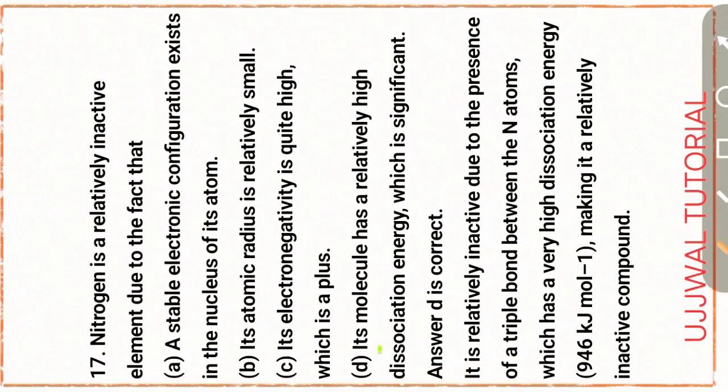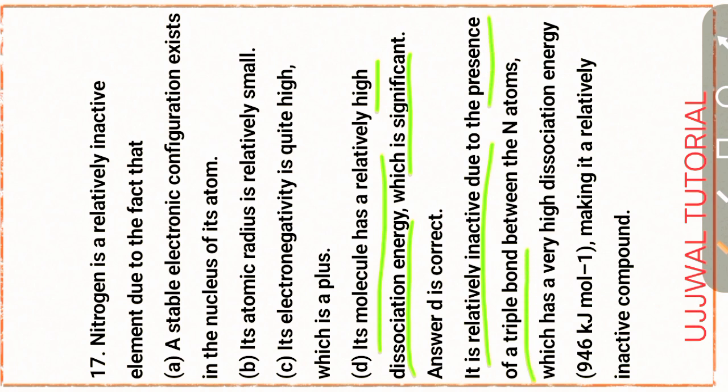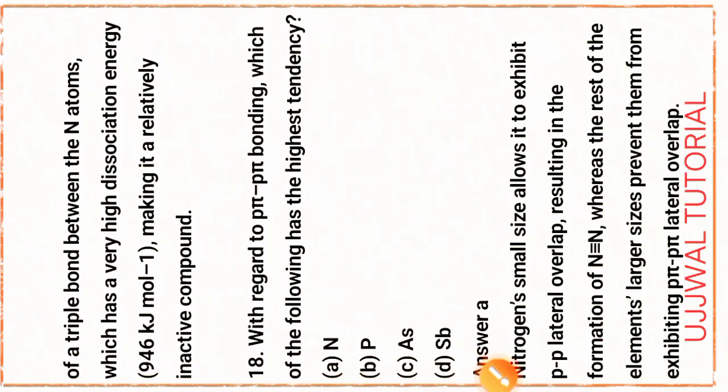Nitrogen is a relatively inactive element due to the fact that, option D, its molecule has a relatively high dissociation energy, which is significant. The explanation for this part: it is relatively inactive due to the presence of a triple bond between nitrogen atoms, which has a very high dissociation energy, that is 946 kilojoules per mole. Okay, making it a relatively inactive compound.